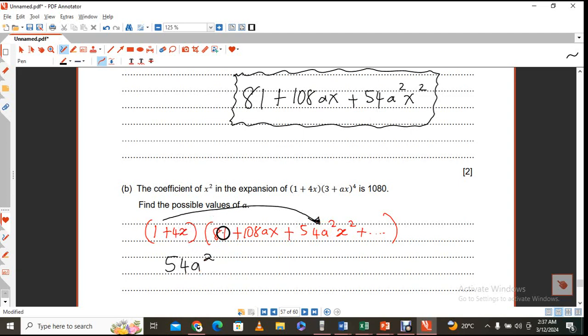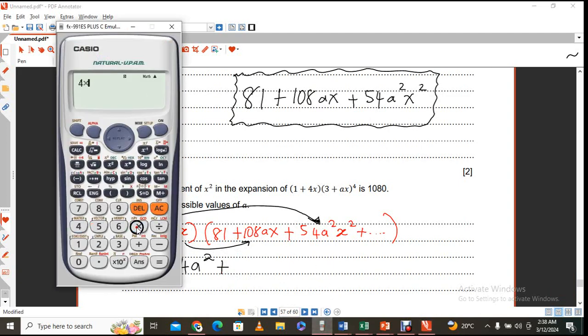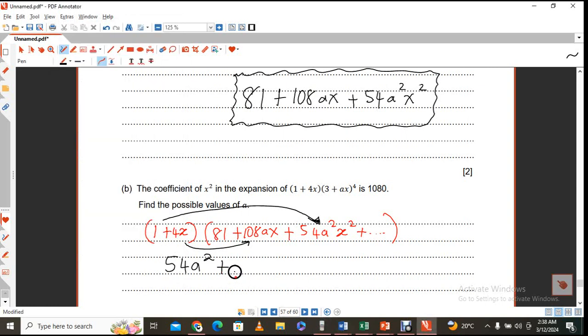The 4x times 81 will not give us an x squared term there, but the 4x times the middle one here will definitely. So 4 times 108, positive 4 times 108, so just grab your calculator, you say 4 times 108 is 432. So that is going to be 432a, over here, sorry, 4 times 108, that is just going to be 432a. And if you multiply x by x, obviously you're going to get the x squared. So I'm going to say let this then equal to 1080.